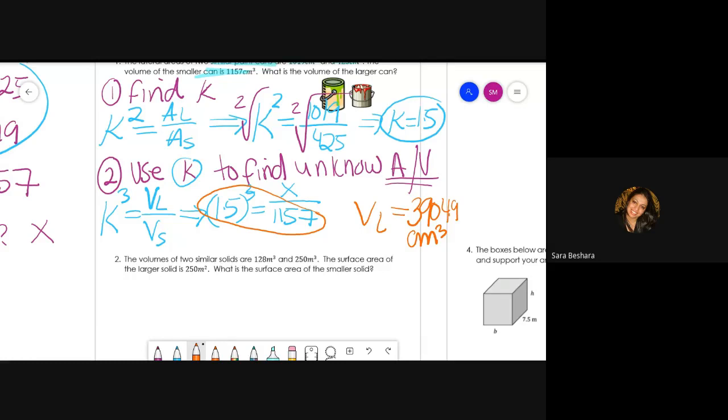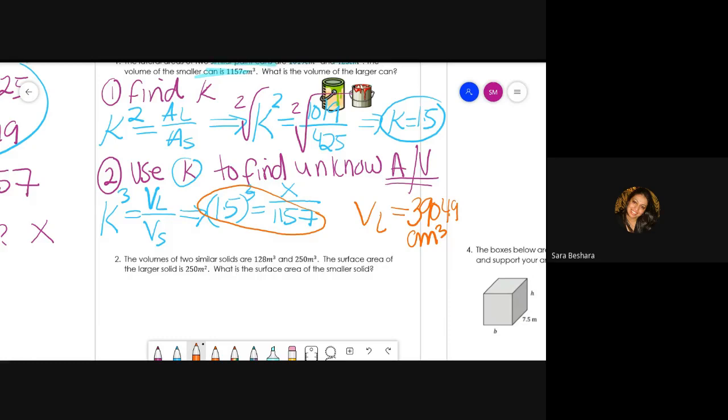Let me just really quick double check the math here. I don't know why this doesn't sound right. Times 1,157. Okay, yes, 3,904.87, so it would be 0.9.